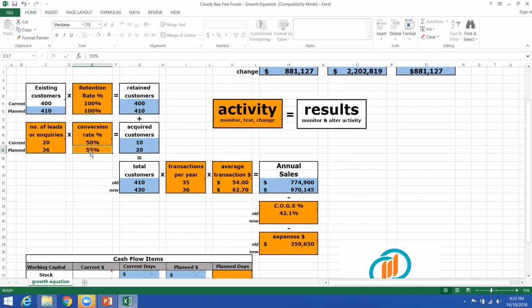I'll look at the conversion rate and take that back to 50. Well, that hasn't made such a big difference. Sales have only dropped from 970 to 966. So conversion rate is not as important as what we thought.